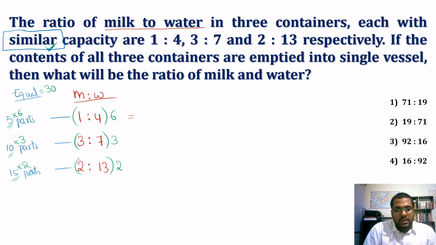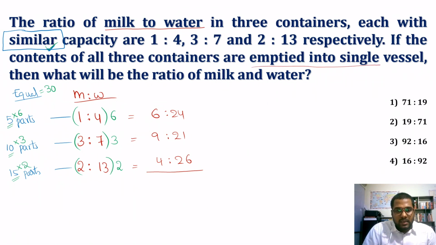The first container contains 6:24. The second container contains 9:21. And the third one contains 4:26. These are the ratios of milk and water in the 3 containers. And all of them are emptied into a single vessel.